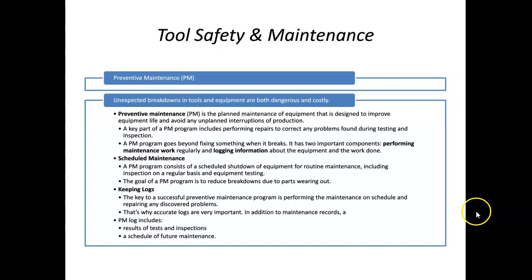Now, we're going to talk here about some of the different types of maintenance aspects, especially in regard to equipment. Probably much more so in equipment than in terms of hand tools and power tools. So, the first method that manufacturers use is what's referred to as preventive maintenance. Preventive maintenance, or PMs, you may have already heard about doing PMs, is a planned maintenance of equipment that's designed to help keep the equipment life up and going as long as it is supposed to be, and also to avoid unplanned interruptions of production.